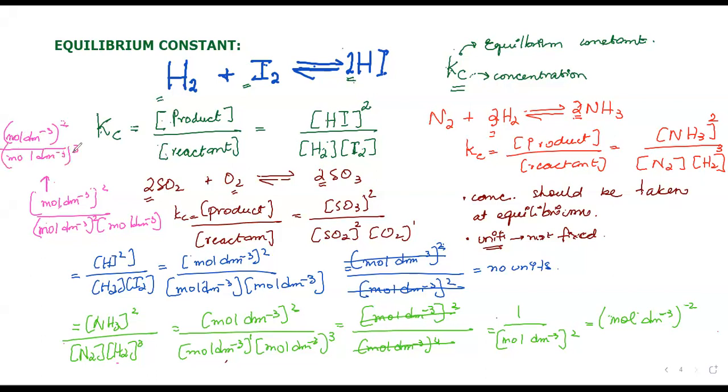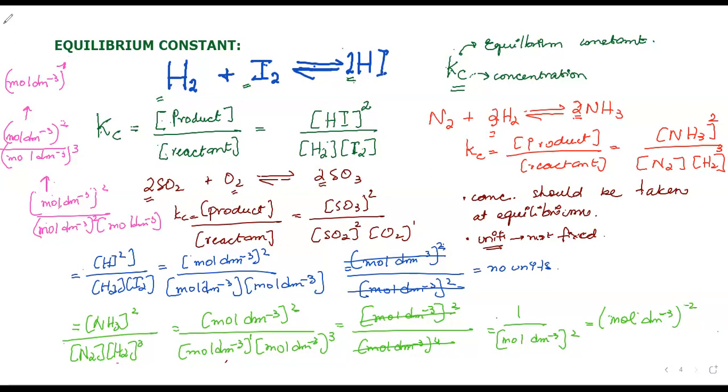Why? Because we add up the power, so 2 plus 1 is 3. When two powers are dividing, what do we do? We subtract the powers, so 3 minus 2 is 1. Or if you want to bring it up to the numerator, you will do 2 minus 3. So your answer is going to come out as mol dm^-3 raised to the power of 1, so mol per dm, raised to the power of minus 1. This is how you are going to figure out the unit.